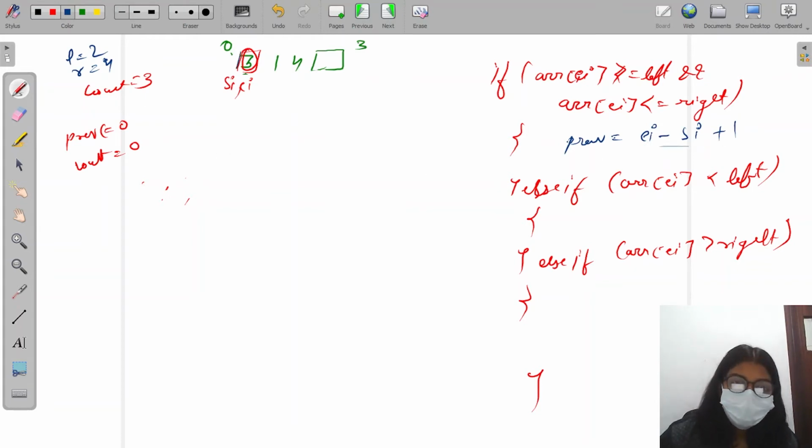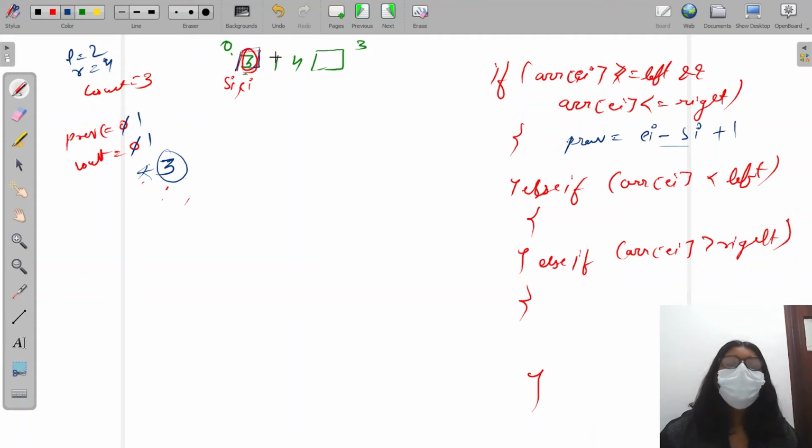It means at this point I can make only one subarray, because I have only one element. Since my SI and EI are both at the same position and my number lies in my range, I can form only one subarray, that is 3, and its max lies in my range. So my count is now 1, and my previous count is 1 now.